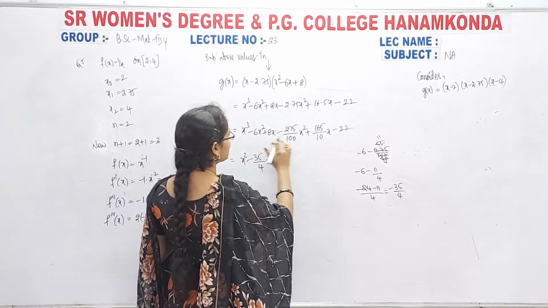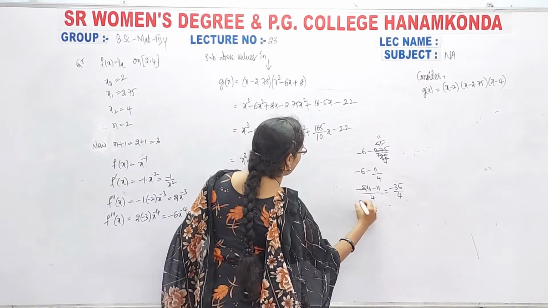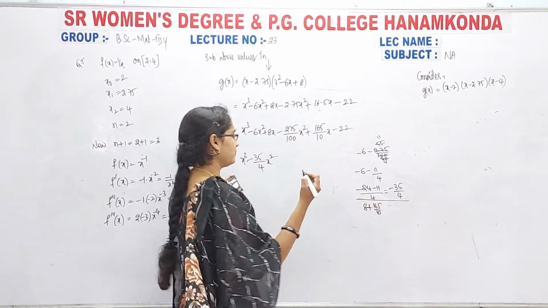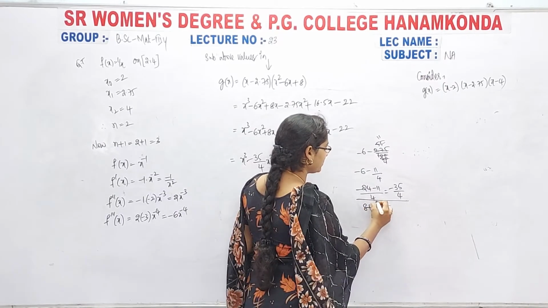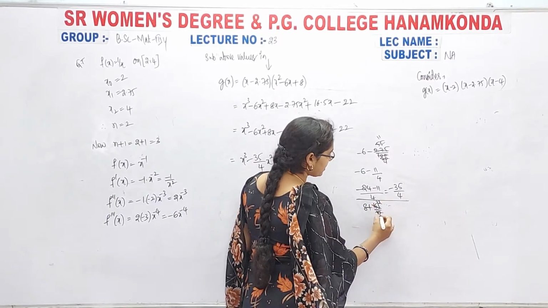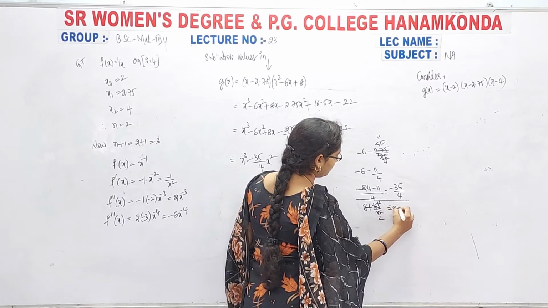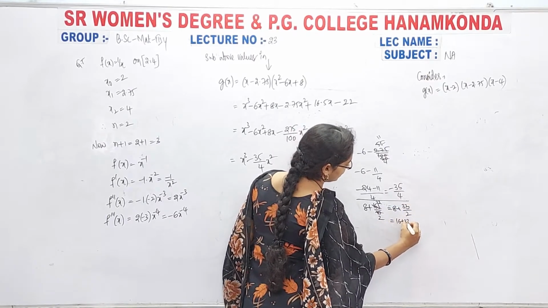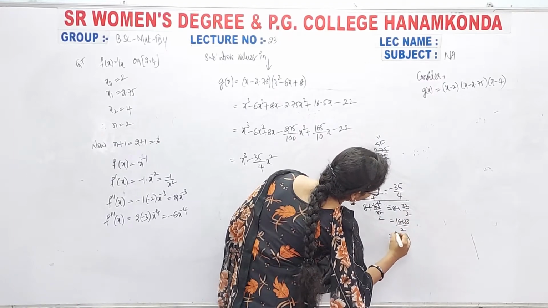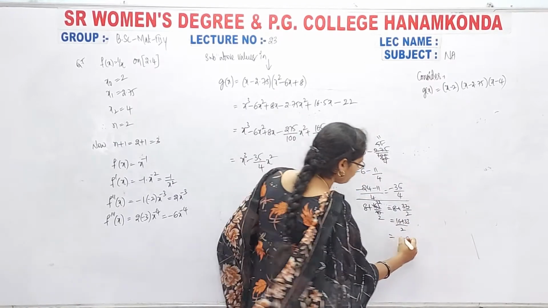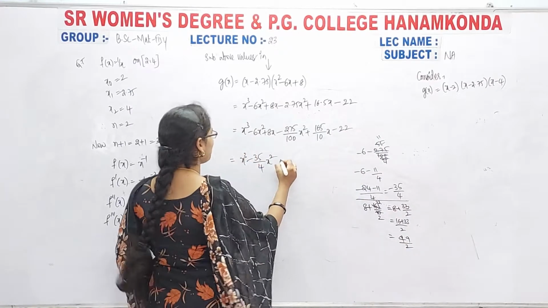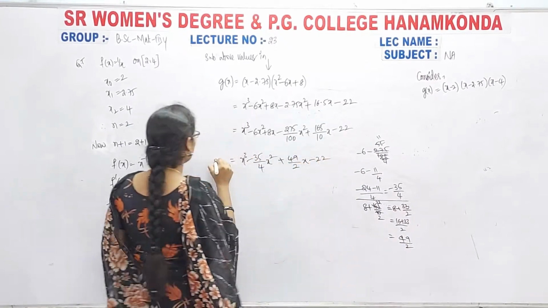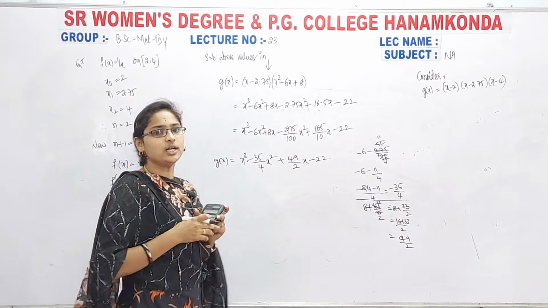Next the x terms. Here we have 8 plus 165 by 10. Dividing by 5, 5 3s are 15, 5 2s are 10, so now 8 plus 33 by 2. Now 16 plus 33 by 2, that is 49 by 2. So plus 49 by 2 x minus 22. This is nothing but the value of g of x.